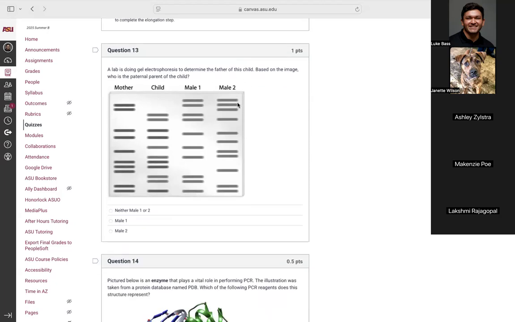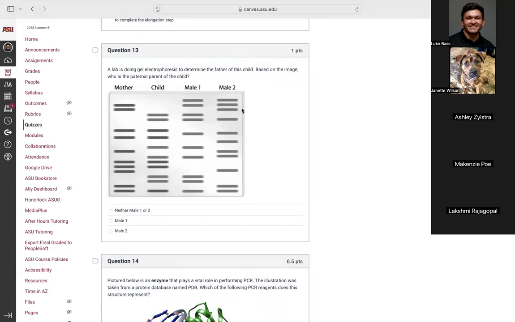So then question 13, this is kind of a cool application question because you can do maternity and paternity tests using PCR. You can amplify different genes that are distinguishable between different mothers and fathers and the child. So a lab is doing gel electrophoresis to determine the father of this child based on the image. Who is the paternal parent of the child?